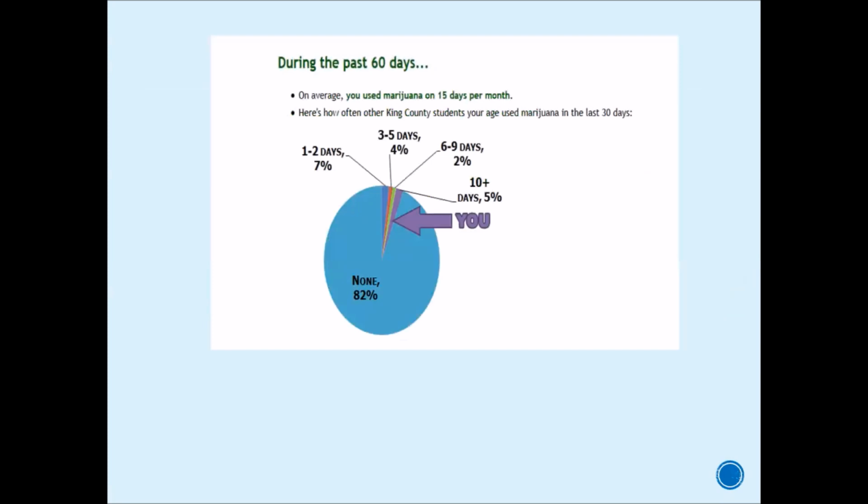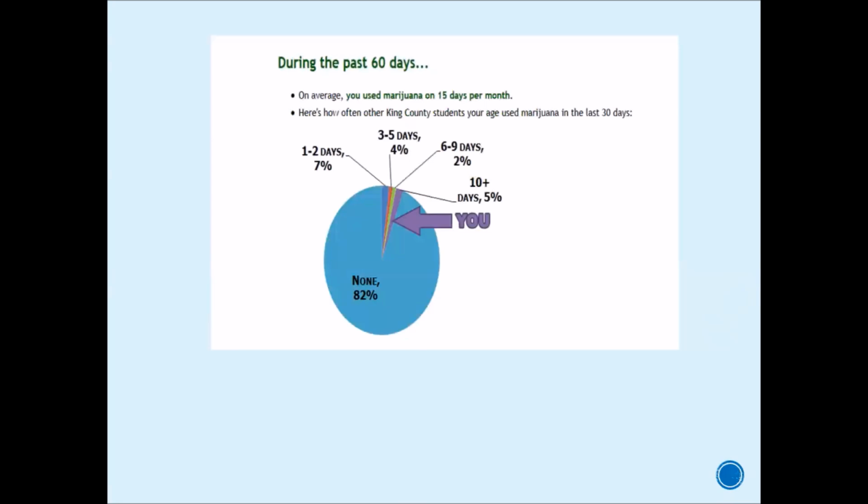So I'll introduce this section oftentimes as, people oftentimes really think it's interesting to know how their use compares with other kids their age and in their area. So this normative feedback shows you where you are in comparison to other students your age in King County.